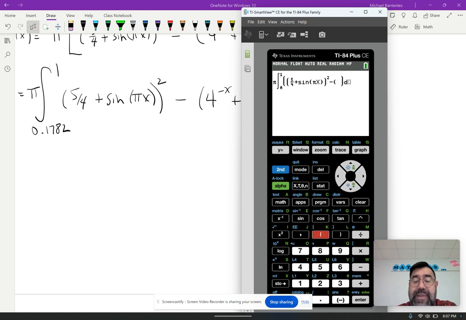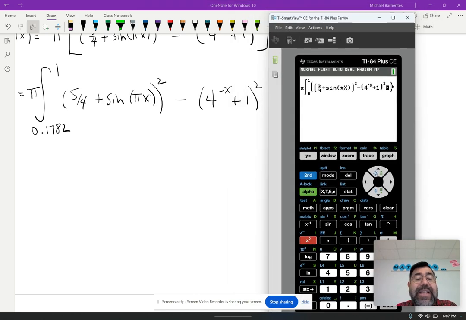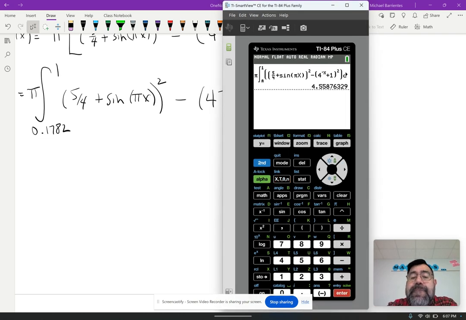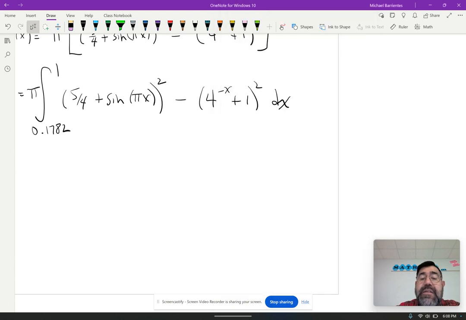minus, and let's open another parentheses, 4 to the power of -x plus 1, close it, and let's square that. This should be what we have in our integrand here. And I believe it is. We're doing this with respect to x. Press enter. And there is our answer, 4.559. So this is about 4.559.